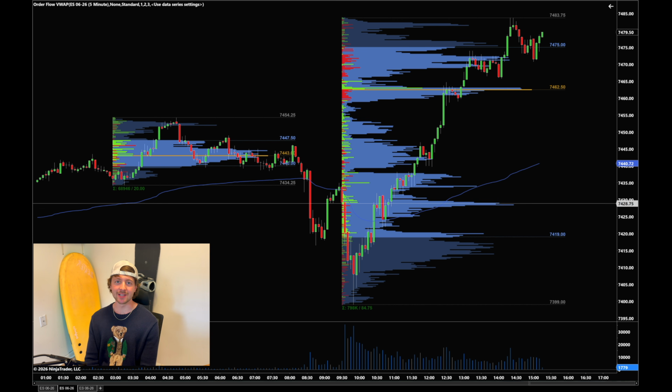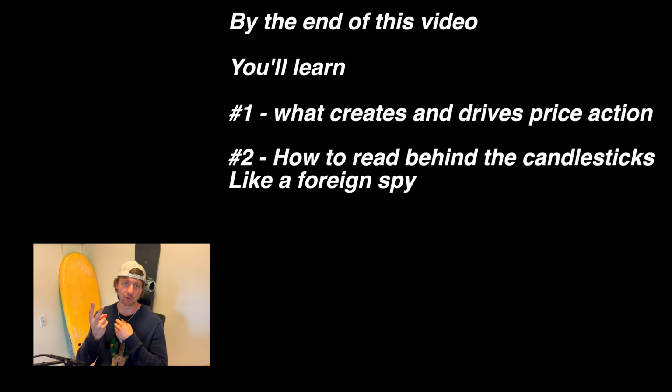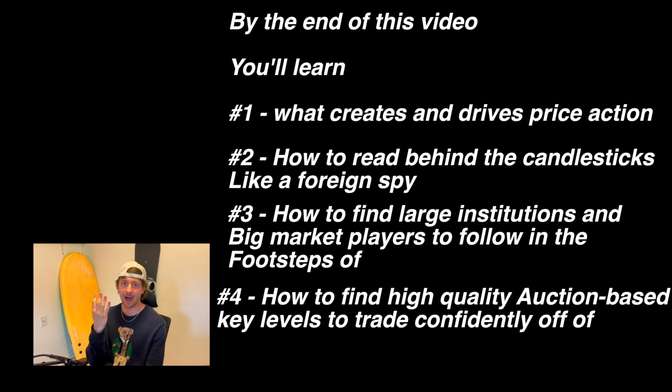This series is about me diving deep into the methodologies and approaches that I use to trade the market auction process with a professional, consistent approach. By the end of this video, you will understand, number one, why price action is created and exists. Number two, how to read behind the candlesticks like a literal spy. Number three, how to read the volume data correctly to identify big institutions and big market players to follow. And number four, how to generate high quality auction-based areas of interest and key levels, and thinking like a well-informed pro trader with very simple volume tools.